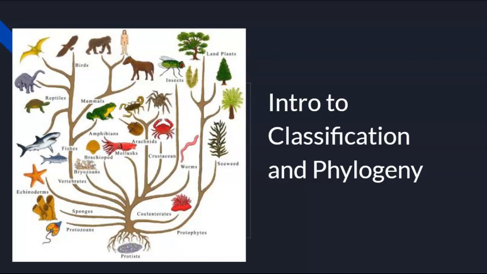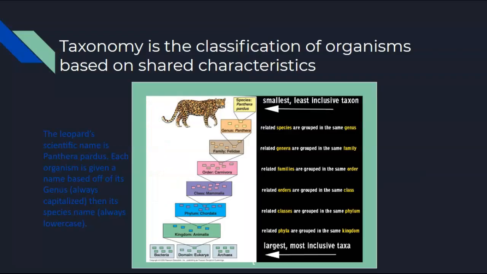Today we're going to talk about classification and phylogeny. So let's get into it. I'm sure you've heard of kingdom, phylum, class, order, family, genus, species. Hopefully you heard about it before. That's called taxonomy, where we can continually put organisms into groupings, and those groupings have similar things.